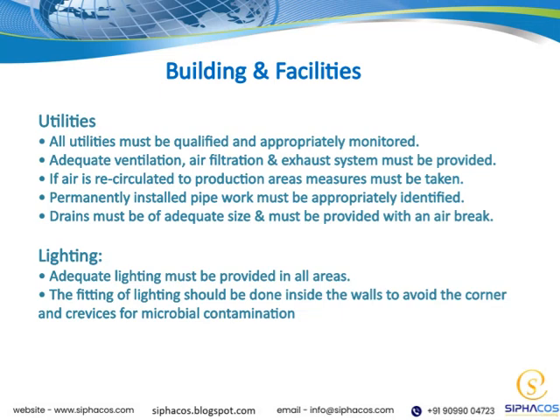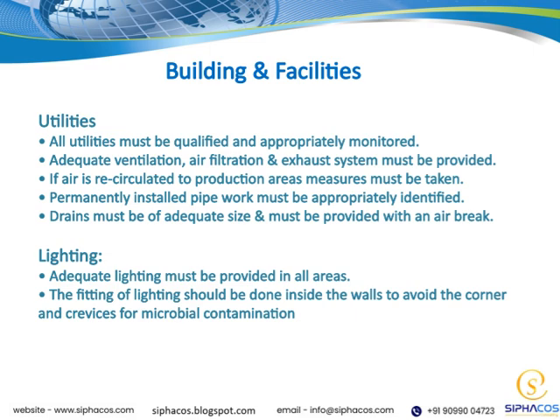It's essential that all utilities are properly qualified and continuously monitored to ensure safety and efficiency. Adequate ventilation, air filtration, and exhaust systems must be in place to maintain a clean and safe environment. If air is recirculated into production areas, specific measures need to be taken to prevent contamination and maintain air quality. Additionally, permanently installed pipework should be clearly identified, making it easy to inspect and troubleshoot.